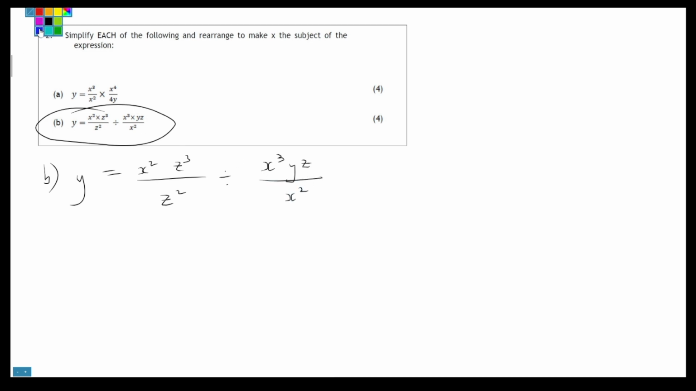Okay, so what we're going to do is flip this, because you want to turn a divide into a multiplication sign. And we're going to use KFC to do that. We're going to use keep, flip, change. Keep, flip, change, right? Which means we're going to keep the first one exactly the same.